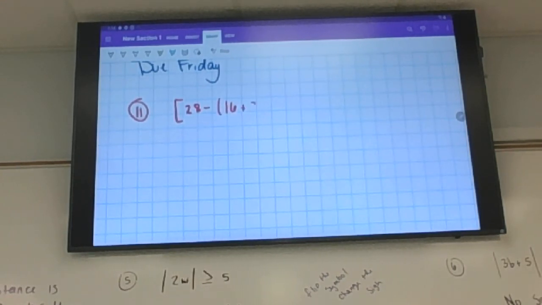Is it 2 thirds parentheses 21? Because it's... Oh wait, no, I did it wrong. Wait, how did you know? Number 12. Yeah, I got 2 thirds and then plus 12. So you add that.